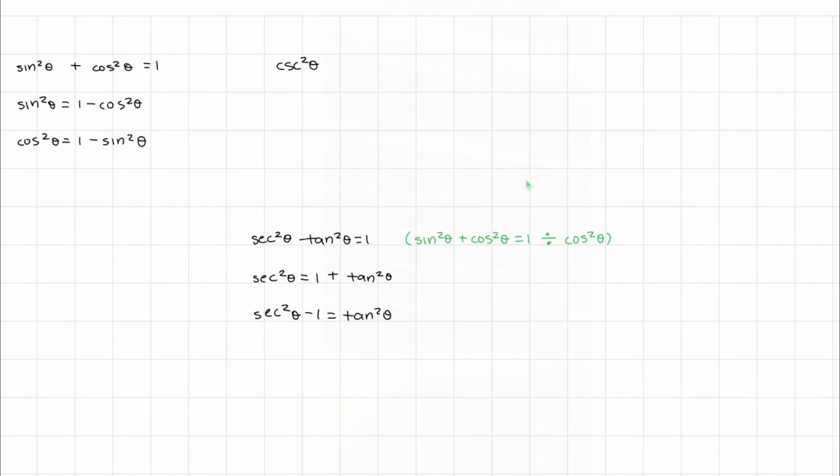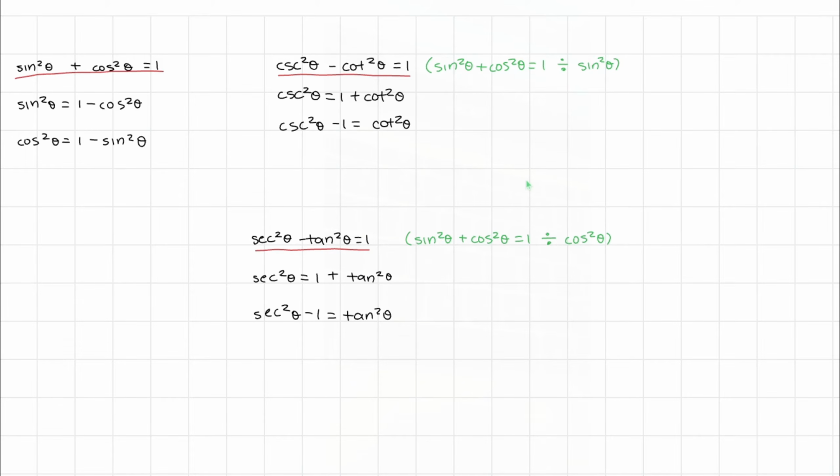We know cosecant squared theta minus cotangent squared theta is equal to 1 because sine squared theta plus cosine squared theta is equal to 1, divided by sine squared theta. Cosecant squared theta is equal to 1 plus cotangent squared theta. Cosecant squared theta minus 1 is cotangent squared theta. And I'll just underline the main formulas, but we can get any of these formulas from sine squared theta plus cosine squared theta is equal to 1.